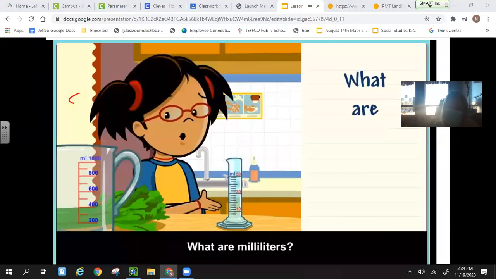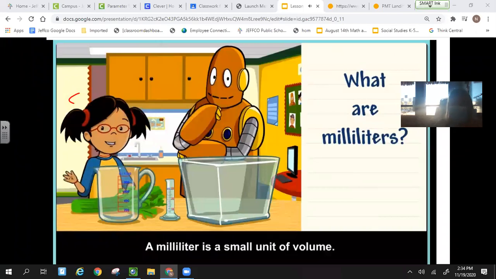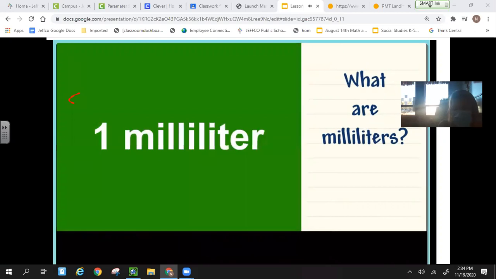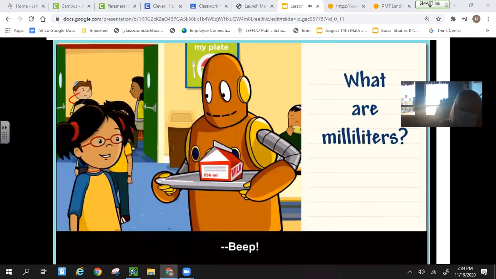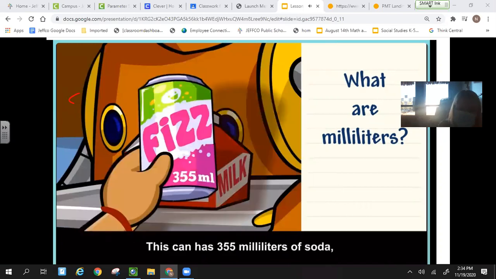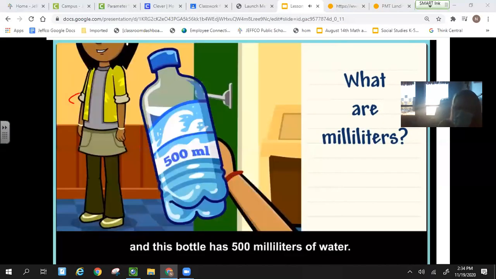What are milliliters? A milliliter is a small unit of volume. 1 milliliter of water won't even fill a small spoon. The abbreviation for milliliter is mL. That carton has 236 milliliters of milk. This can has 355 milliliters of soda. And this bottle has 500 milliliters of water.